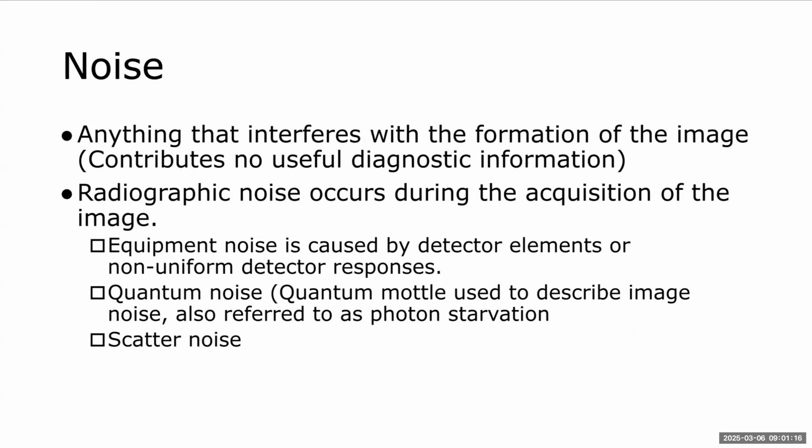So we can have equipment noise that's just caused by the detector elements or possibly non-uniform responses of the detector elements. There's quantum noise or photon starvation that's described as image noise that's created when we don't use enough mass or we don't produce enough photons to actually create the image appropriately. Scatter noise, we know we try to keep scatter noise to a minimum by trying to restrict the beam size, using grids, using lead blockers when we can, those kinds of things to keep the scatter noise to a minimum.